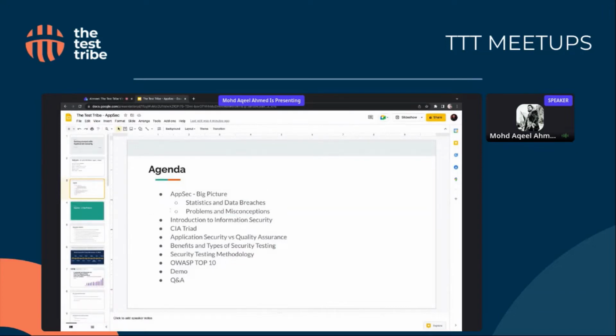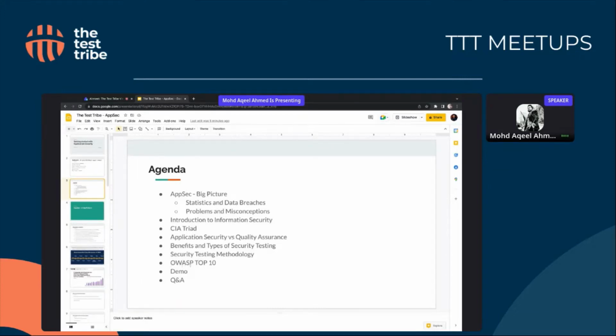First of all, I'll give some idea on AppSec and what the statistics are, what's the market, and where the problems and misconceptions about security are. And then I'll take you through the information security introduction, and then we'll talk about the characteristics involved. Basically, we have the CIA triad, completely the security revolves around the CIA triad, and then I'll touch upon application security versus quality assurance, and then what are the benefits that we get out of security testing, and I'll also talk about the methodology that we follow, and then we have something called OWASP.